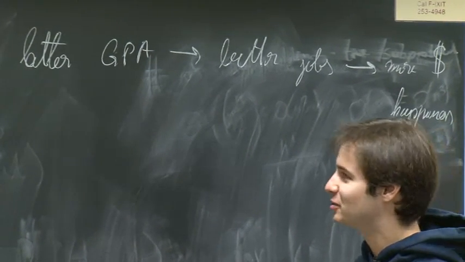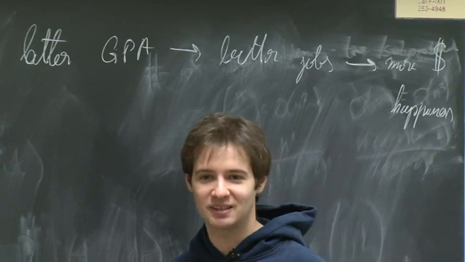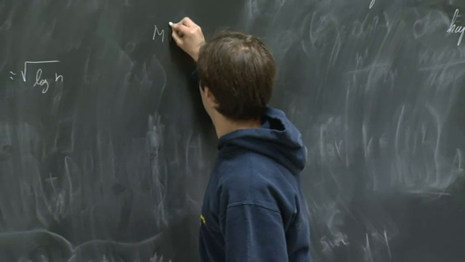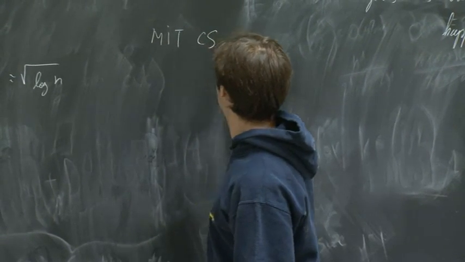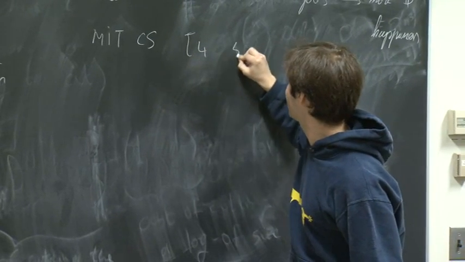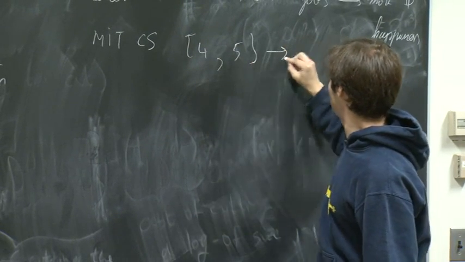Okay, here's a real-life perspective on this. You're at MIT. You're going to get a CS major, right? MIT, CS. This means that as long as your GPA is somewhere between 4 and 5, you will get an interview.